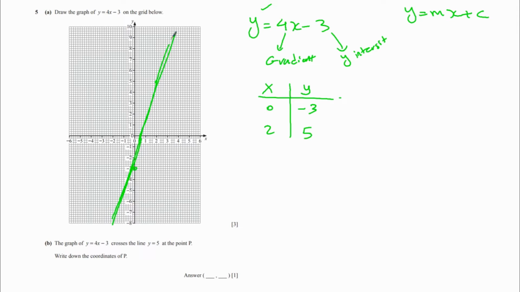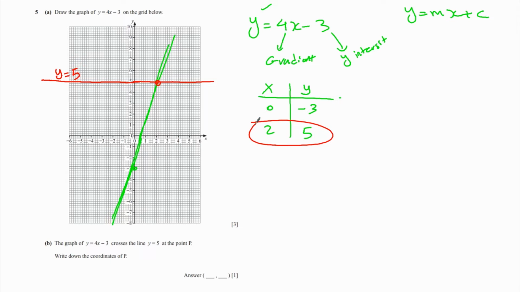So the graph of y equals 4x minus 3 crosses the line y equals 5 at point P. So where is y equals 5? Y equals 5 is a line where every point on that line has y equals 5. So this is basically y equals 5. Write down the coordinates of P. We had a point here as we chose, it was 2 and 5. So basically the coordinates would be 2 and 5.